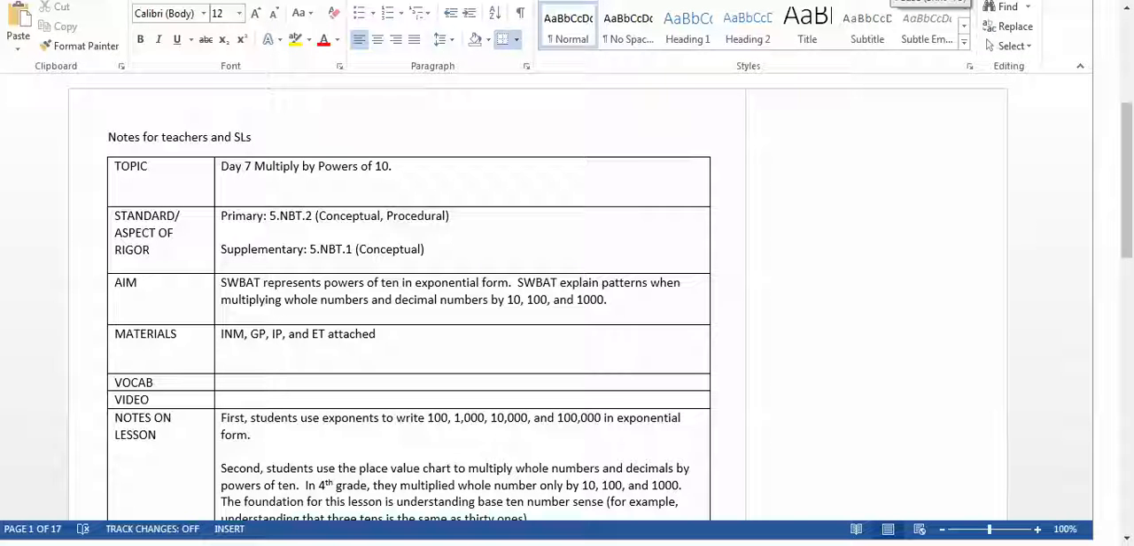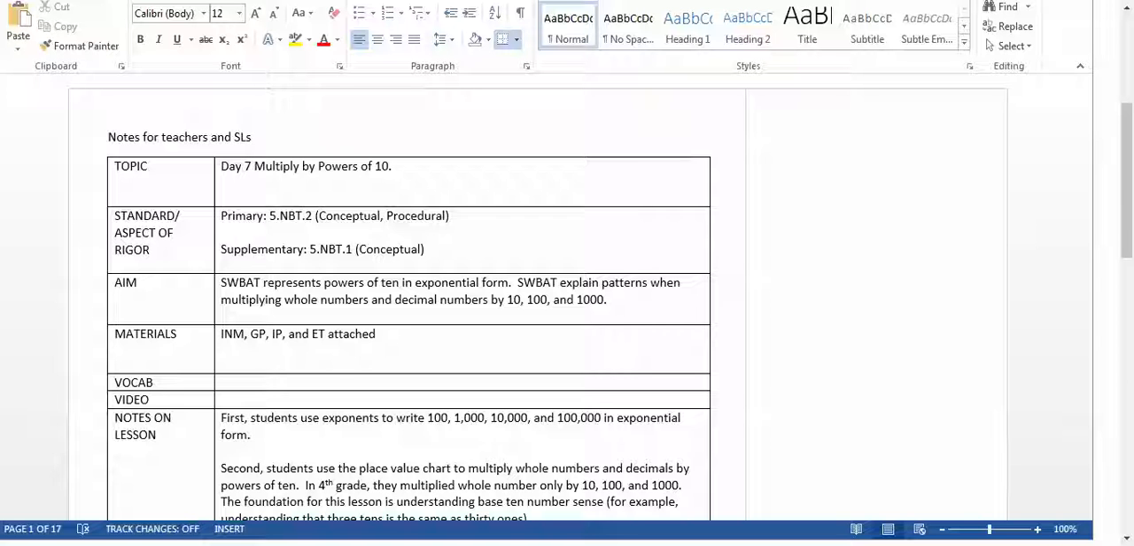All right, now we're looking at day 7. This is multiplying by powers of 10. Students are coming to us from 4th grade knowing how to multiply whole numbers by powers of 10. So they started multiplying 3 times 1, one group of 3, 3 times 10, 10 groups of 3, 3 times 100, 100 groups of 3.